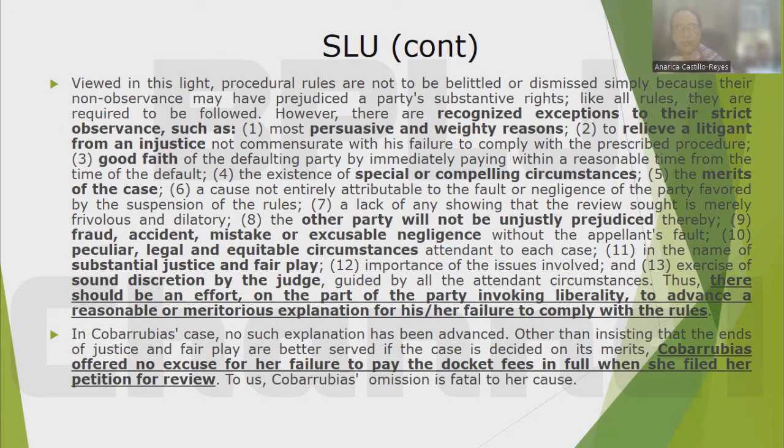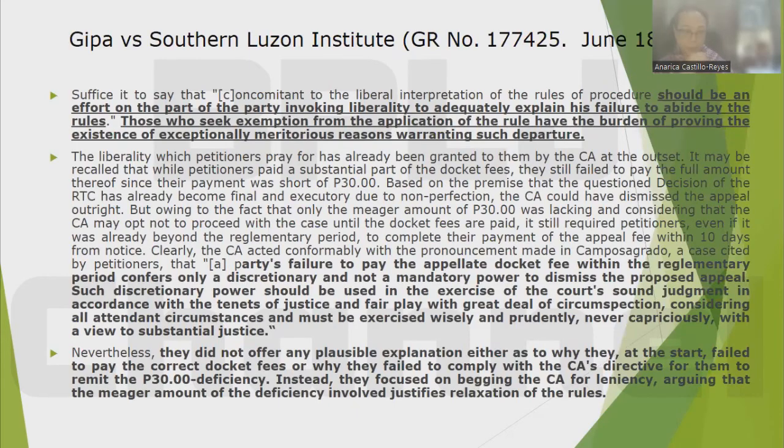So in this case, Covarrubias offered no excuse for her failure to pay the docket fees in full when she filed her petition. Again, a reiteration of the general rule that if you are invoking liberality, you have to give the court meritorious reasons why you are invoking the liberality in the application of procedural laws. There should be an effort on the part of the party invoking liberality to advance a reasonable or meritorious explanation for his failure to comply with the rules.